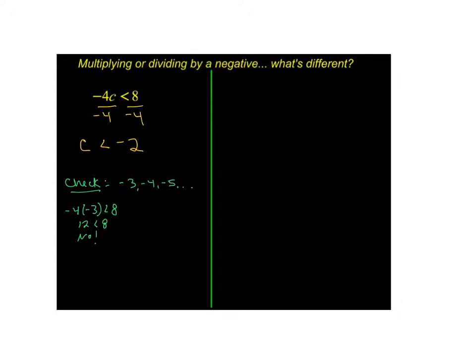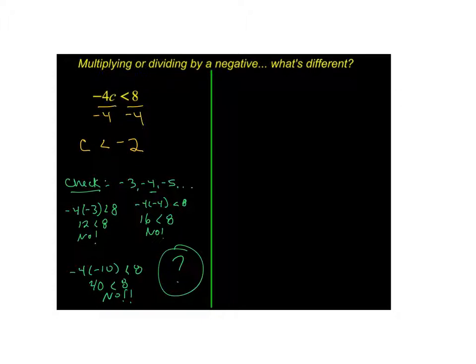Well, maybe we just didn't go low enough. So let's see what happens if this time we try to check it with a negative 4, so we're going to go a little bit lower. Negative 4 times negative 4 is less than 8. Negative times negative gives me positive 16 is less than 8. Again, it's not working. Well, maybe I didn't go low enough. This time, let's see what happens if I go way lower, like a negative 10. Negative 4 times negative 10 is less than 8. That's 40 is less than 8. I'm going in the total wrong direction. Why are none of these working?